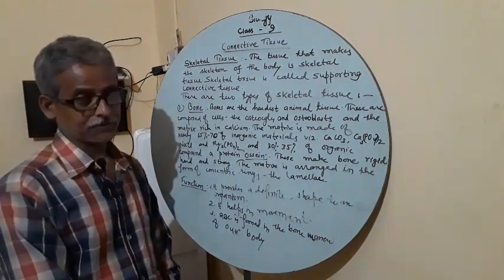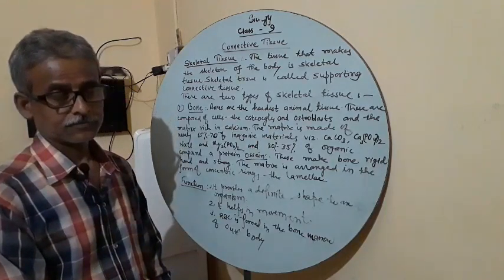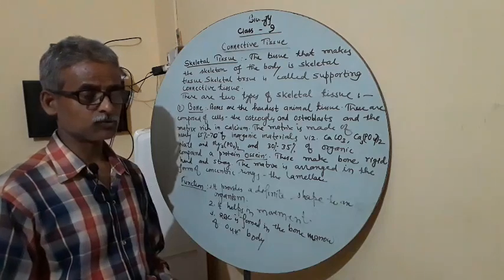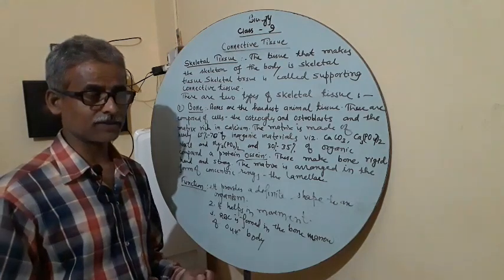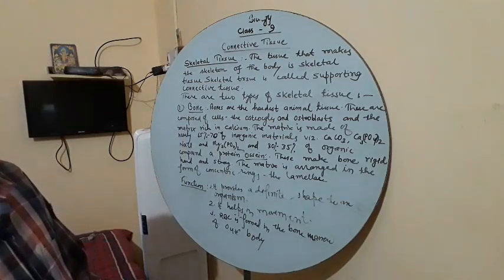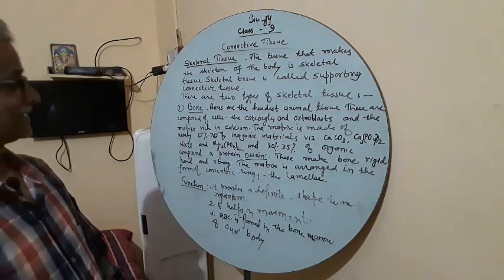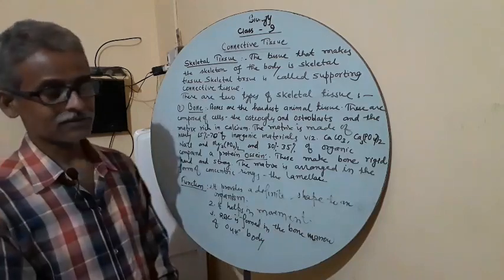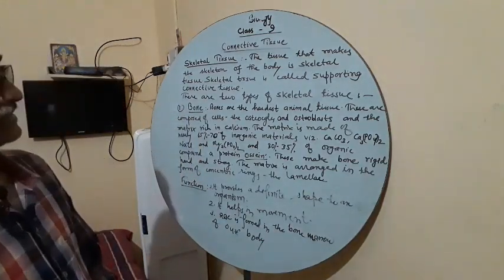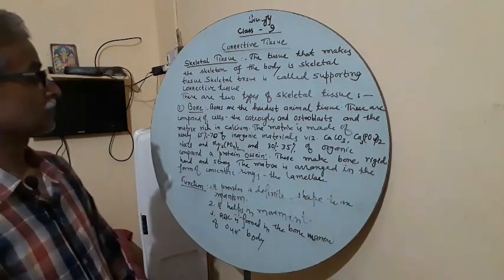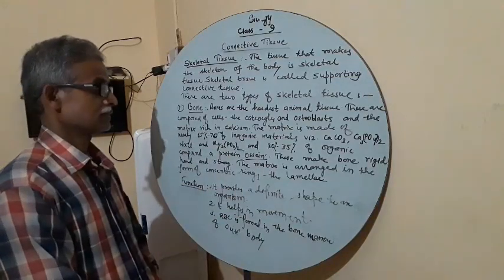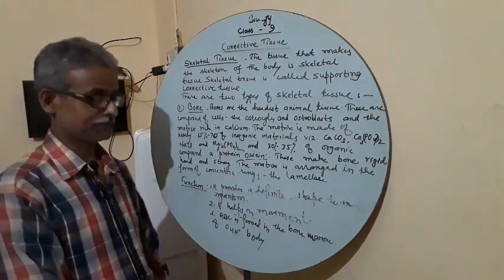This matrix, which is made up of mostly calcium and calcium compounds, makes the cell solid and compact. So this makes bone rigid, hard and strong. The matrix is arranged in the form of concentric rings, which are called lamellae.